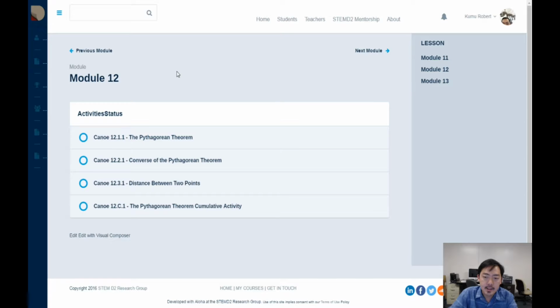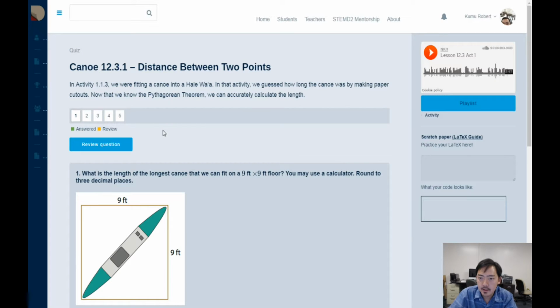Okay, welcome back. The next activity that we'll be talking about is Canoe 12.3.1. In this activity, we will be revisiting an activity from Module 1. So we will be talking about the haleba'a, which is the house of the canoe, also known as a place where the canoe is stored and built.